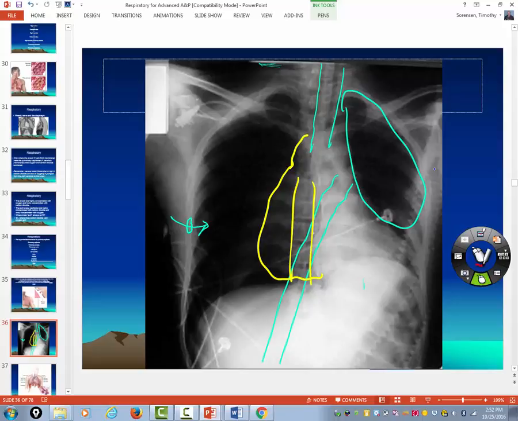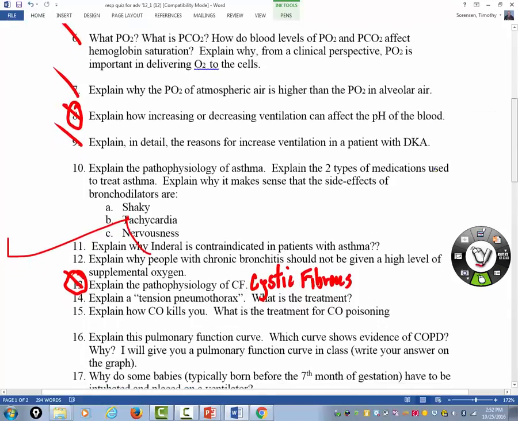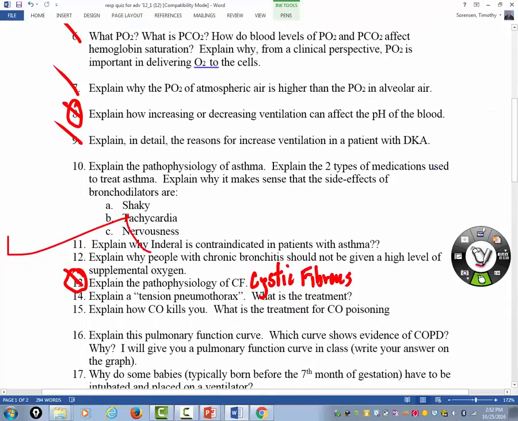His heart is pushed way over here and it's beginning to compress this lung. So he has a really severe tension pneumothorax, and that's not good. So that's why they use the chest tube to suction and all that. Okay, so that's the treatment.